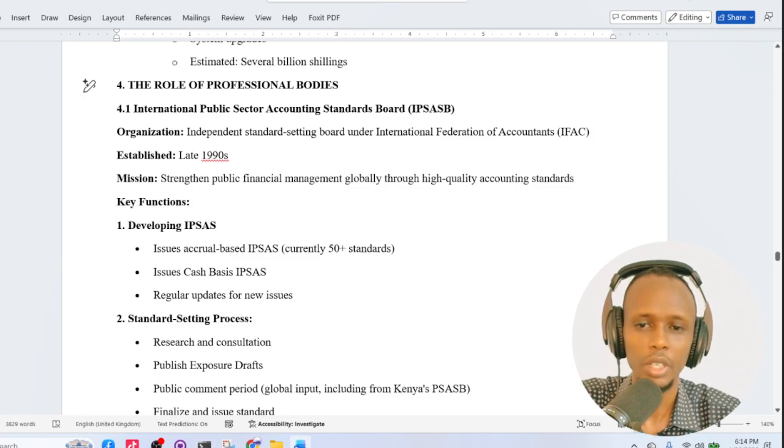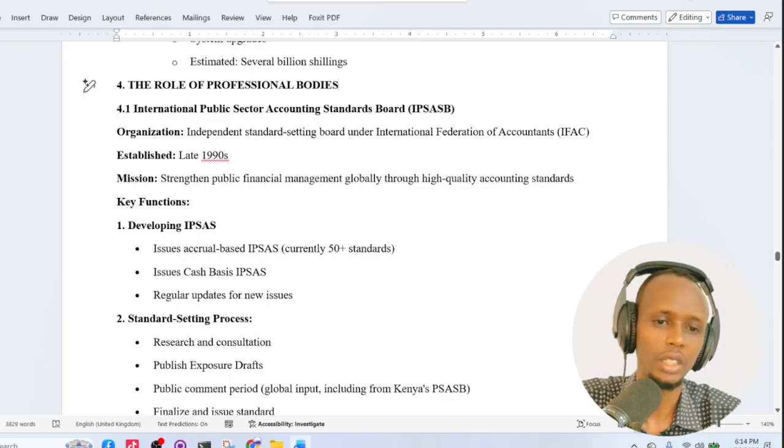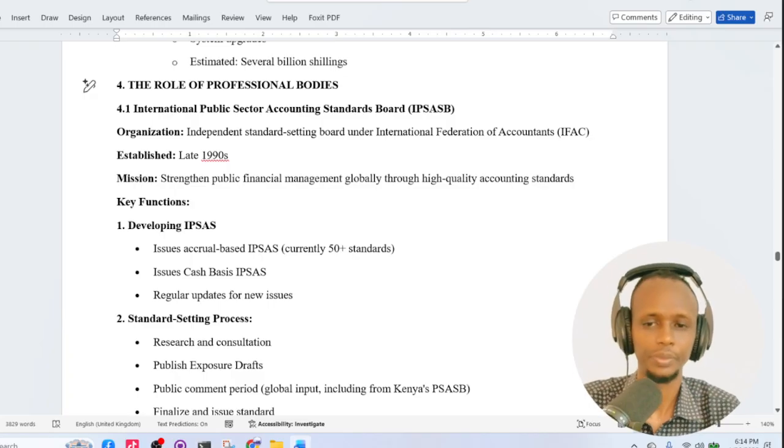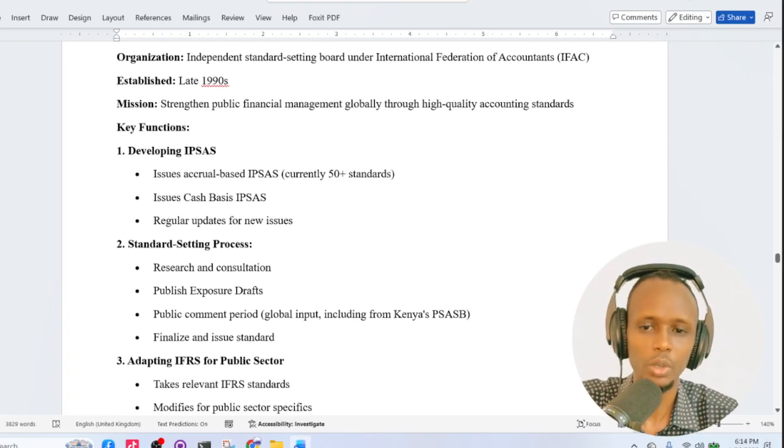So, it was established in the late 90s. Initially, it was the IPSAS committee, and now it is the IPSAS Board. So the mission is to strengthen public financial management globally through high quality accounting standards. So the key function is to develop IPSAS. They use the conceptual framework, read the conceptual framework, and develop IPSAS.